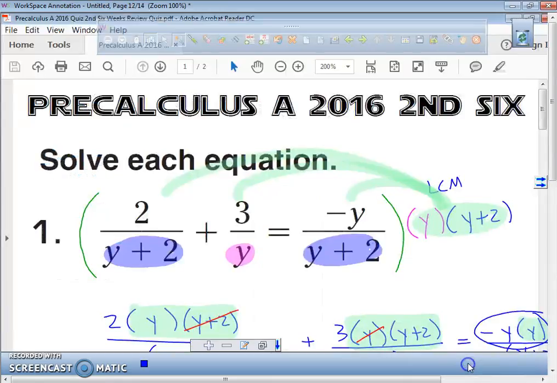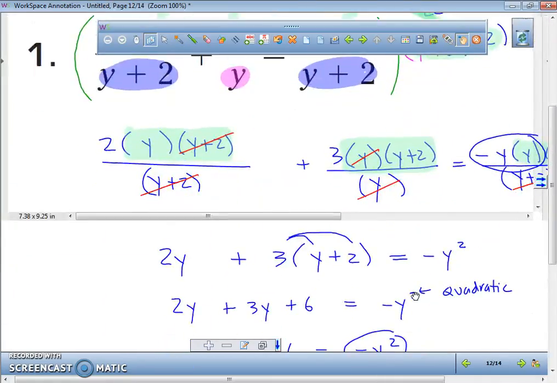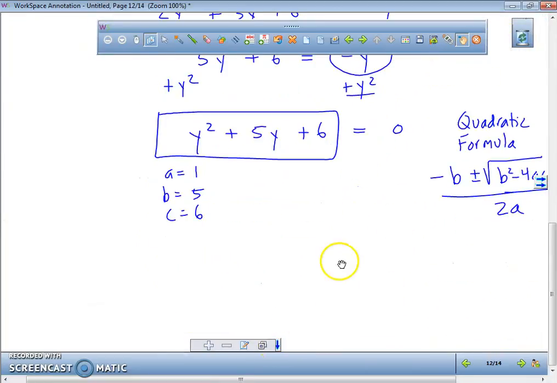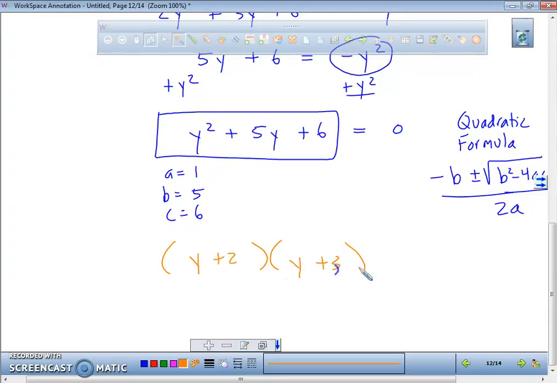Now, somebody out there is watching this video and saying, you idiot, why didn't you just factor it? That's the easiest way. And I agree, that is the easiest way. If I were to do this, I would factor this into y plus 2 and y plus 3 equals 0. And how did I factor that so quickly?